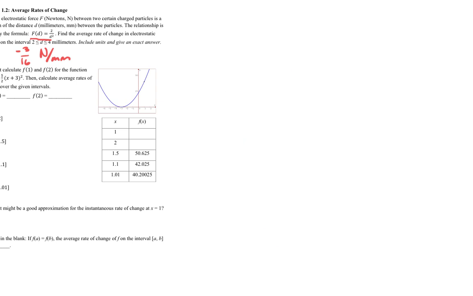Okay, so for number 13, starting with part A, we first calculate F1 and F2 for the function, and then we're going to calculate some average rates of change. So for F1, all we do is plug in 1 wherever we see x. So F1 equals 5/2 times (1 plus 3) squared. And so this should come out to be 40.